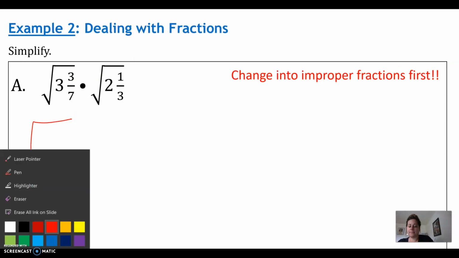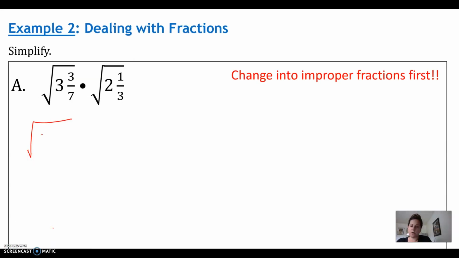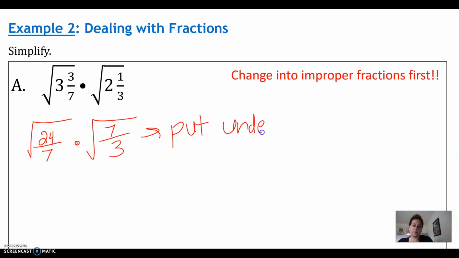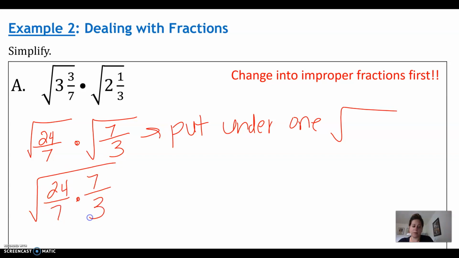So you're going to get 24/7 times, so we've got 2 times 3 plus 1. What is that? 7/3. Now you're going to put under 1 radical. So 24/7 times 7/3.